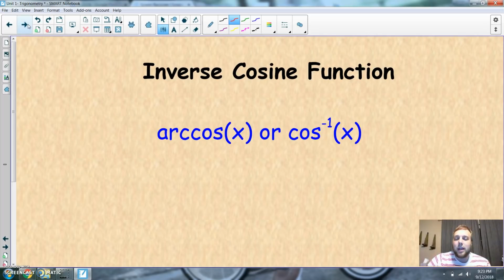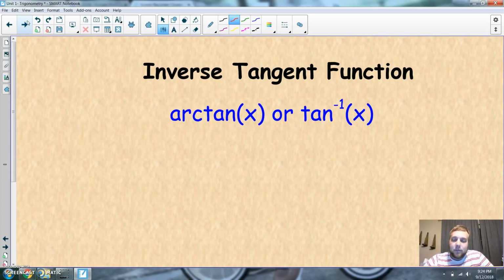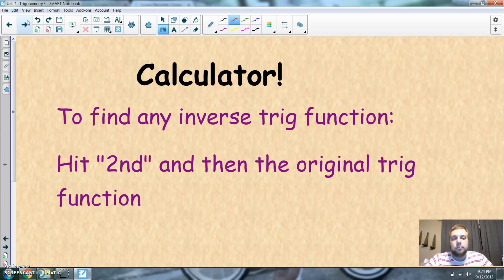Okay, the inverse of cosine is arc cos or cos inverse. Remember, this isn't the reciprocal like we talked about yesterday. That's completely different. And then we have tangent, and obviously the inverse of tangent is arctangent. And you can find all the inverses right above. If you go shifty tan, that's going to be the inverse of tan. Okay, cool. Let's go.